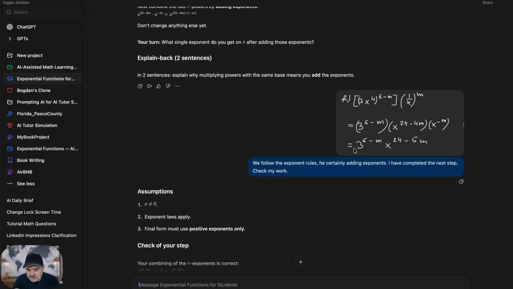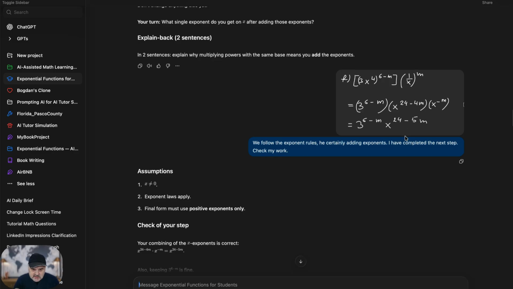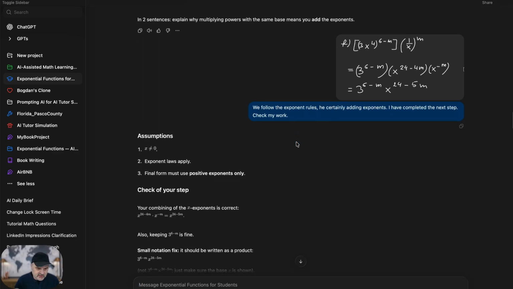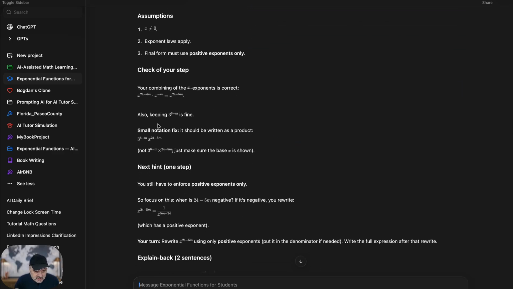And I'm asking if this is correct because I'm at this stage, let's say as a student, where I can kind of handle that question with some hints, but maybe not 100% confidence. And I want to be a very active learner. So I said, I did take the next step. I simplified the exponents, and I'm asking the AI to check my work. So it returns with the assumptions, right? Checking my steps, and it says small notation fix.